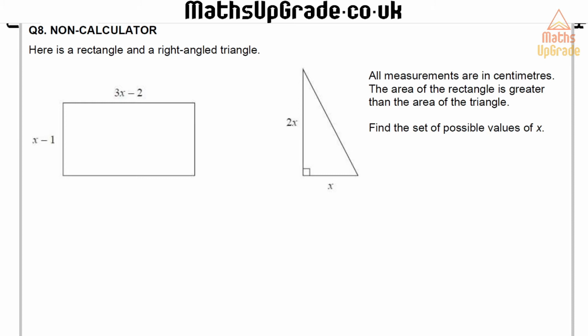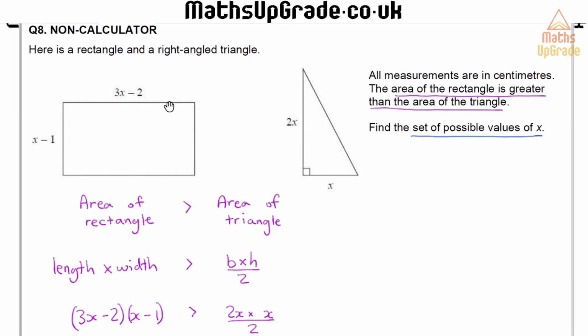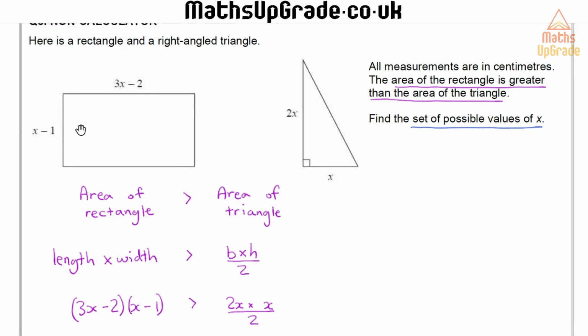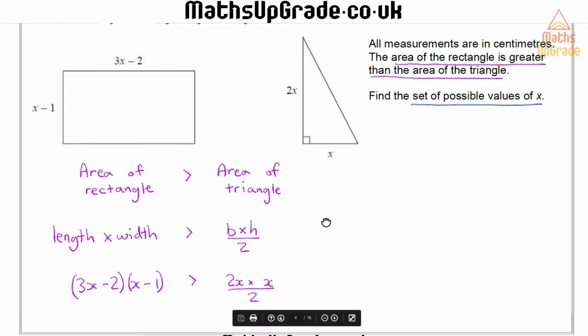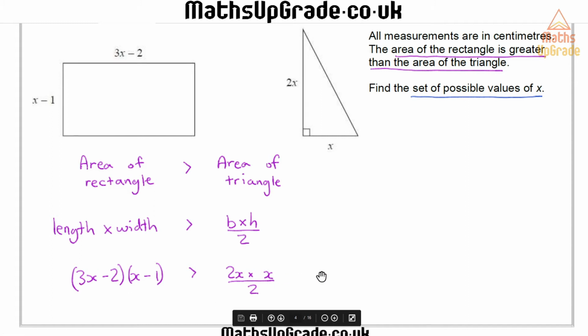In question 8, I'm given a rectangle and a right angle triangle, and I'm told that the area of the left hand shape is greater than the area of that shape there. You need to find the set of possible values of x. The area of a rectangle is given by the length times the width, and the area of the triangle is given by base times height divided by 2. And I know that the length times the width is greater than the base times height divided by 2. So if I substitute the expressions for the length and width of the rectangle in, and the height and base of the triangle, I get this inequality here.